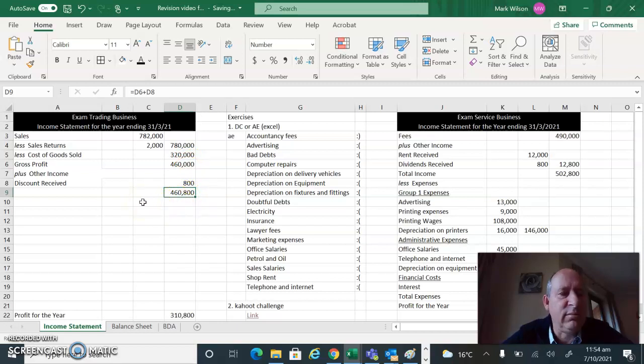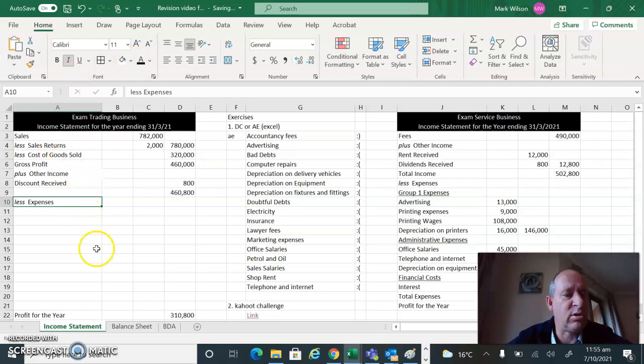What happens after other income? All right, I hope you're writing these in as well, because it's really good revision. So we've got sales, less sales returns is net sales, less cost of goods sold, gives us a gross profit, plus other income. And then we're going to take away our expenses. So do you remember the names of the other expenses? What's the first one?